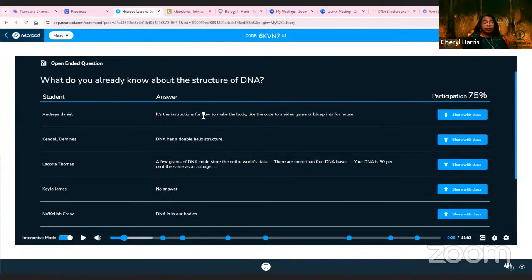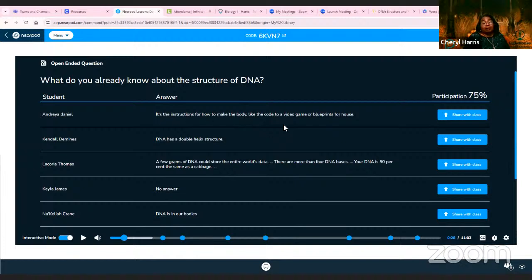So it is the instruction on how to make the body, or any code, like code for a video game. Well, if you're doing a video game, they would call it code, or blueprints for a house, because it is the blueprint for living things. So we're not going to worry about video games and houses, but we are going to look at DNA for making living things. That's where our concern is.